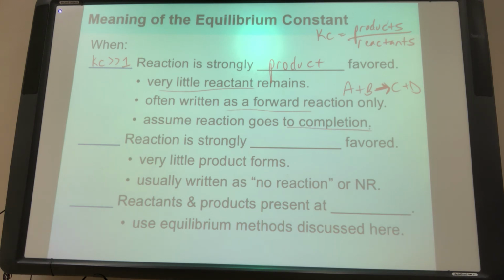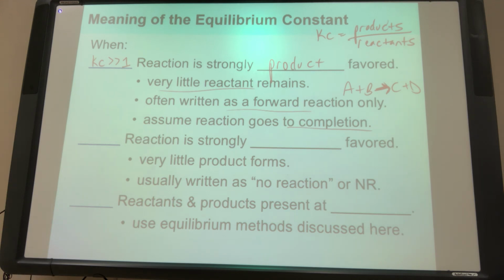So earlier we were talking about, how do I know if it's going to go to completion, or how do I know if it's going to be at equilibrium? How do I know what the situation is? This is how we can determine if we're talking about this chapter or all the other chapters we've talked about before, where we assumed that things went to completion.